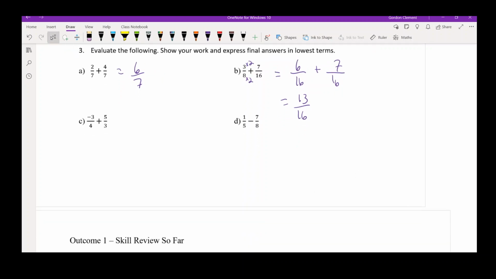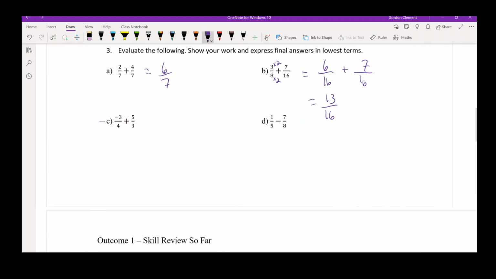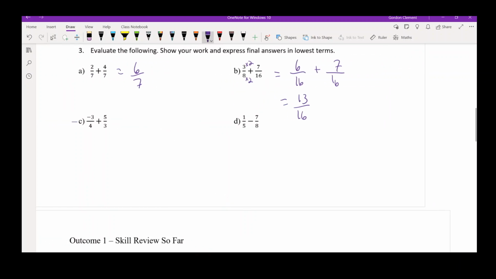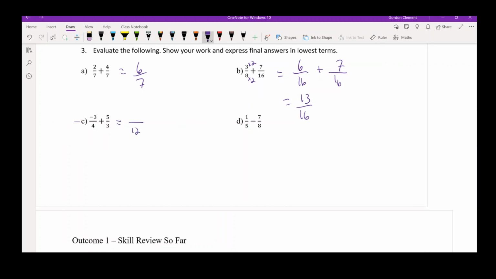This one, we've got a negative involved, but same deal. We need a common denominator. What's a number that 4 and 3 both go into? They both go into 12. So I'm going to change them both into over 12s.